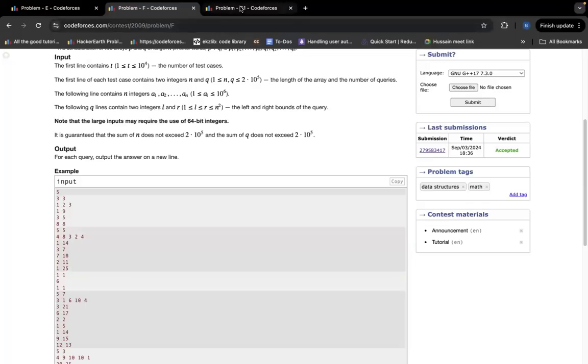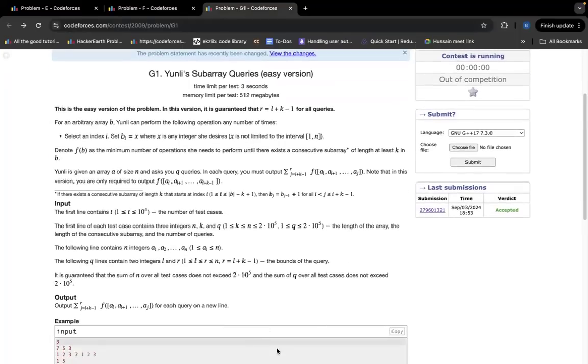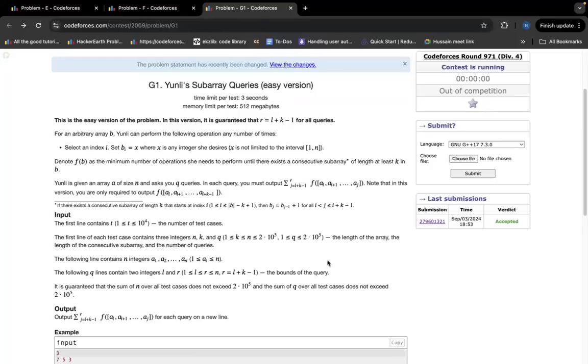Now, moving on to the last problem that we would be discussing today. And that is the easy version, that is G1. G2 and G3 were very hard today. So won't be looking at that. Maybe can refer to the editorial. But for this problem, okay, what is this?